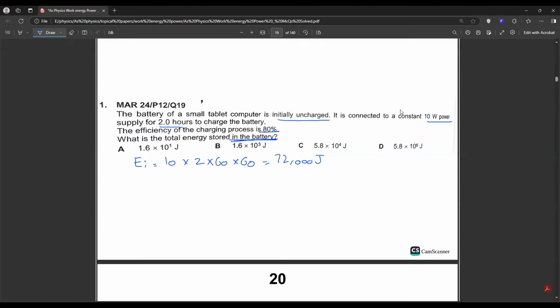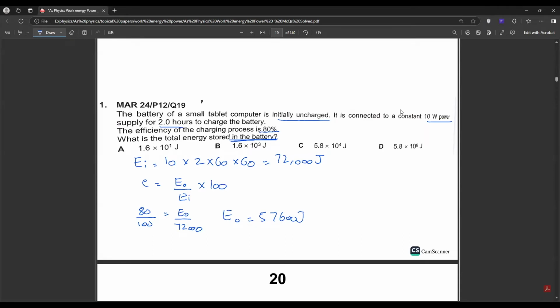You have to calculate the energy output or the energy stored in the battery. How will you do that? Efficiency is equal to energy output divided by energy input multiplied by 100. Your efficiency is 80 divided by 100, energy output is E naught, energy input is 72,000 joules. So 0.8 into 72,000, this will give you an energy output of 57,600 joules.